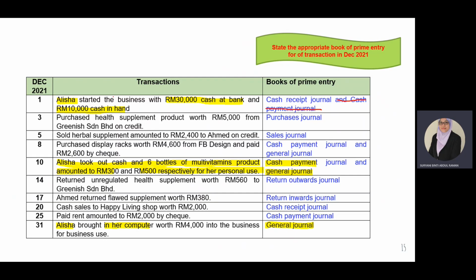Because Alisha started the business by banking in cash into the business, and at the same time, she contributed cash into the business. So the answer is cash receipt journal only. Okay, that's all about the example of how we identify the journal based on the transaction. Next, we are going to learn about preparing the journal based on its format.